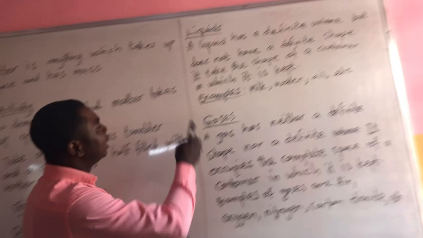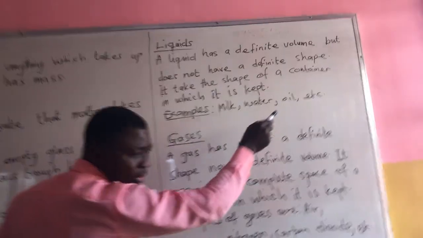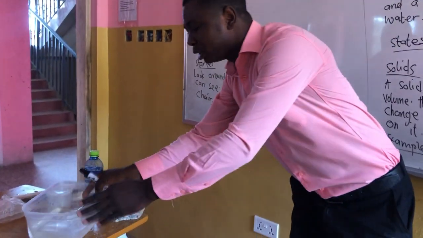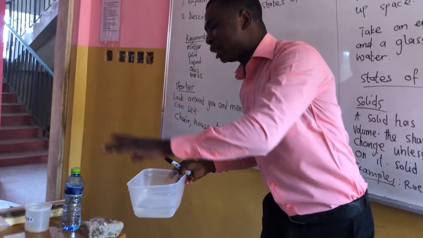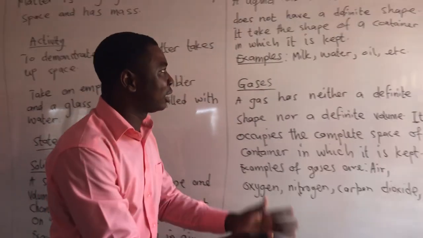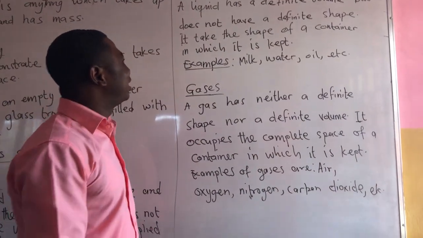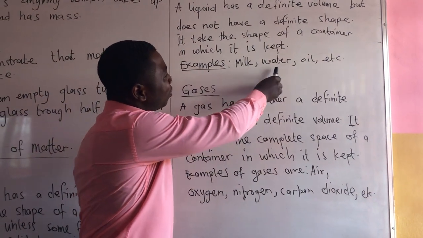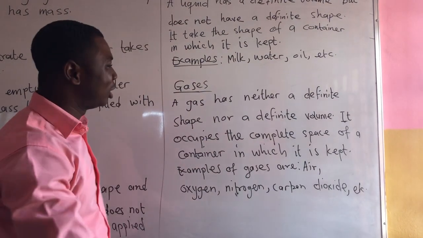So we say that it takes the shape of the container in which it is kept. When you pour this water into a different container, it will take that shape. When you pour it into different things, it will take that shape. So it takes the shape of what? Of its container. Okay. So what are examples of liquids? Some examples of liquids are milk, water, oil, and a lot more.